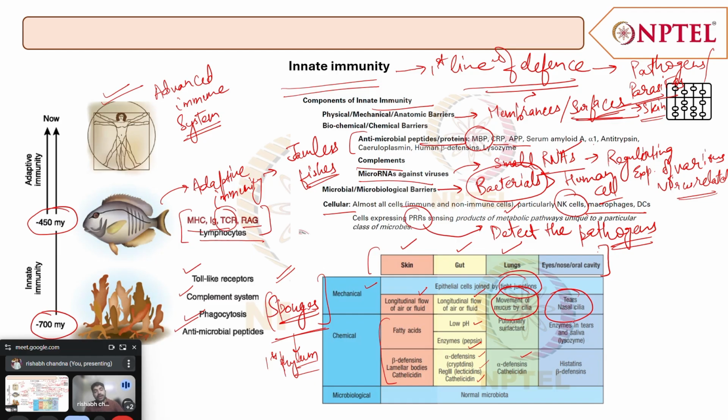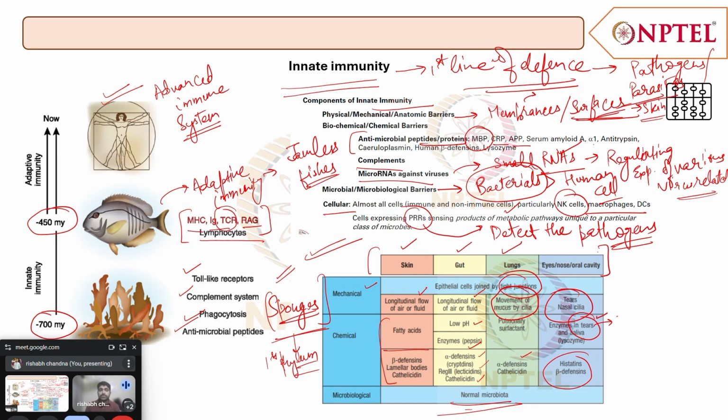Then in the cavities, we have enzymes in tears. So which enzyme is present in the tears? It is the lysozyme. And in saliva also it's the lysozyme. And then we have histatins and beta defensins as the antimicrobial peptides. Then we have the microbiological barrier, that is the normal microbiota that is present inside the human body. So these are the different barriers that are present in the different membranes of the human body.